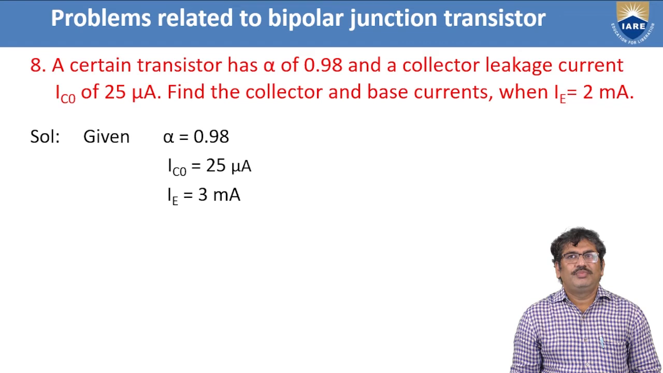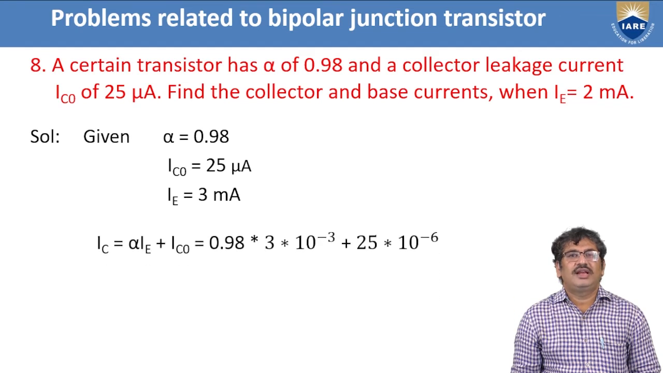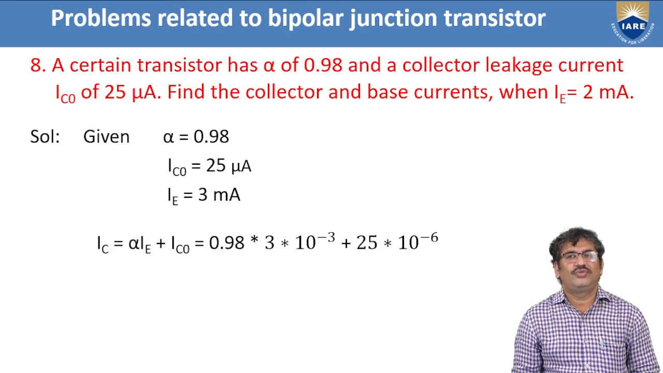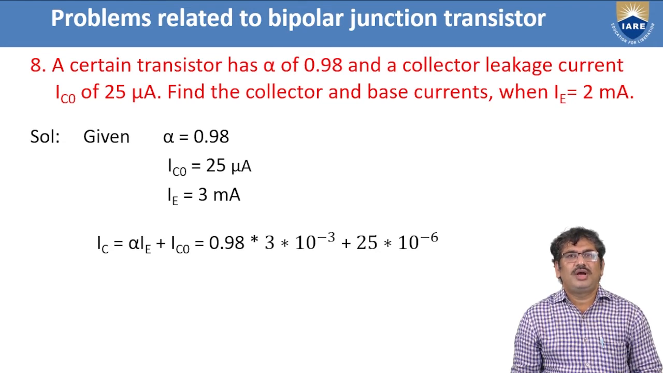As it is in common base configuration, we can write the collector current IC is equivalent to alpha times IE plus ICBO. Upon substituting given values, we can estimate IC as alpha 0.98 into IE 3 into 10 power minus 3 plus ICBO 25 into 10 power minus 6. Upon evaluation, the collector current will get as 2.965 milliamperes.